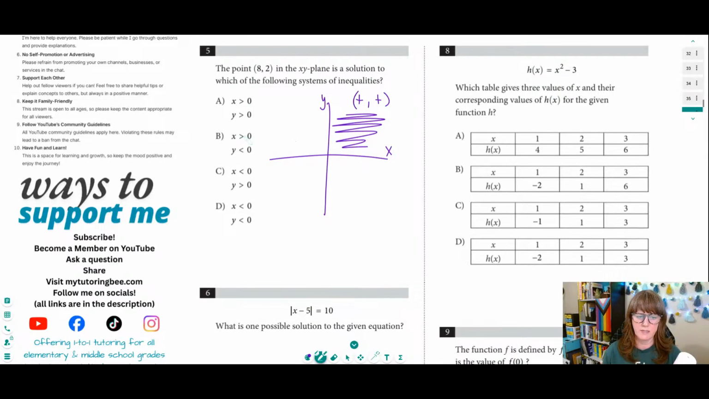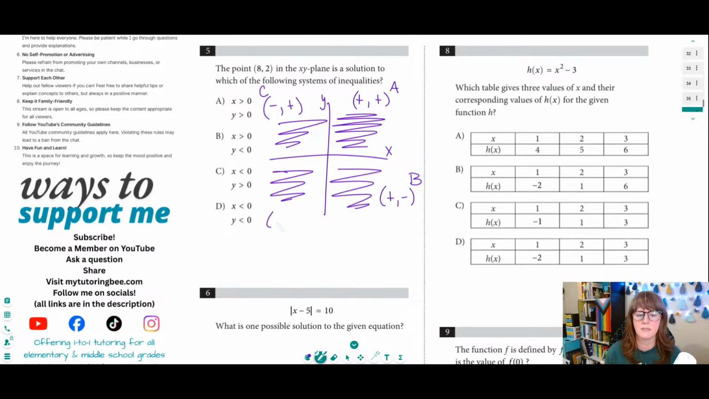If x is greater than 0, but y is less than 0, that's going to be down here. So that's a positive, negative. And then if x is less than 0 and y is greater than 0, that's a negative, positive, right? So that's going to be for C. Let me label these. This is what A is representing. This is what choice B is representing. This is what choice C is representing. And then D, x is less than 0, y is less than 0. That's going to be down here. That's a negative, negative. So this is what choice D is representing.